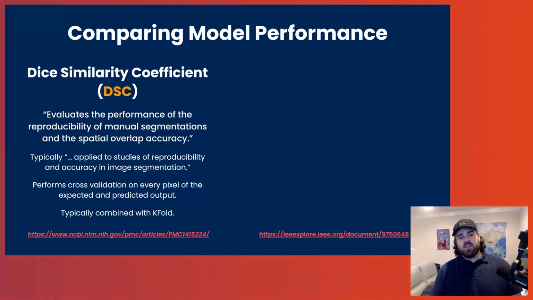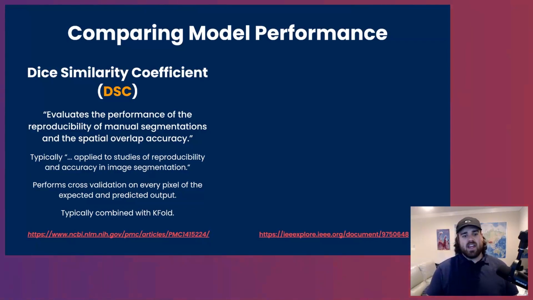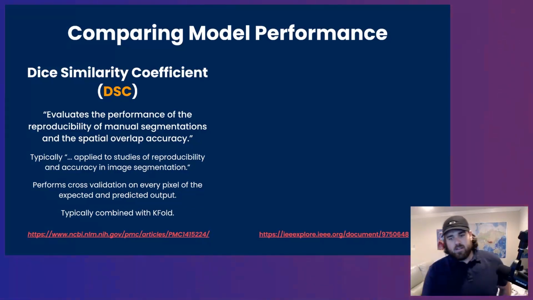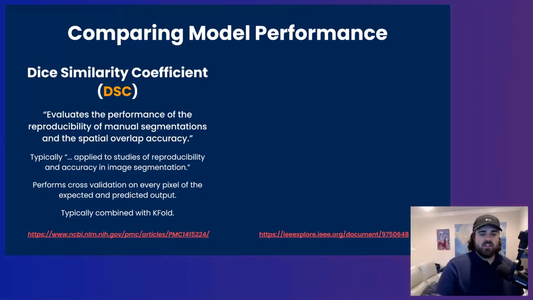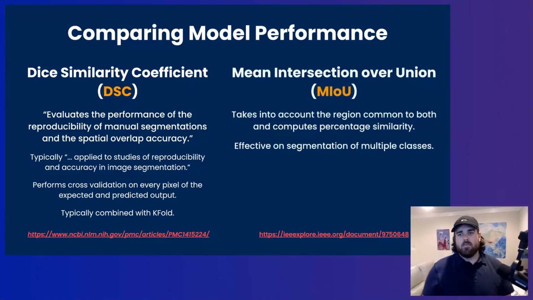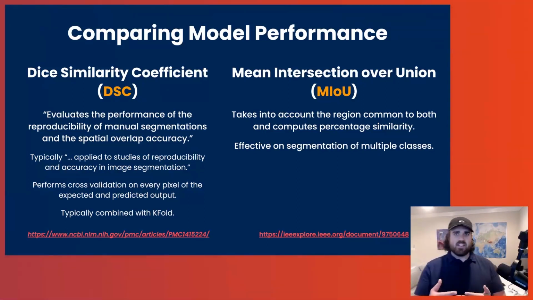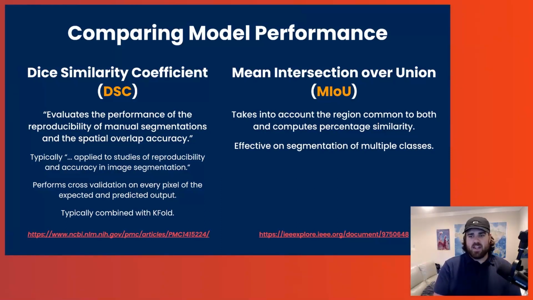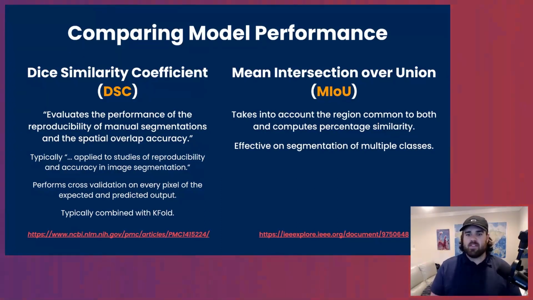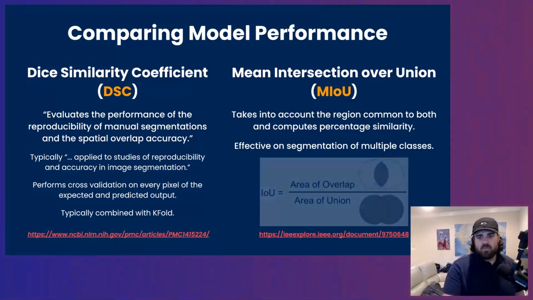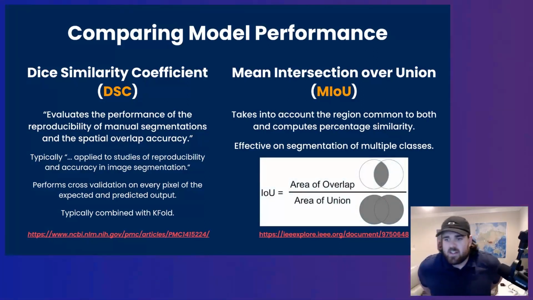This can also be combined with a technique called K-fold, and I can go into the details on that if you want. The mean intersection over union, or the MIOU, takes into account the region common to both and computes the percentage similarity. So if it's a right label, then it counts it, and then it divides by the total amount of things that it was supposed to have in that label. This is effective on the segmentation of multiple classes.